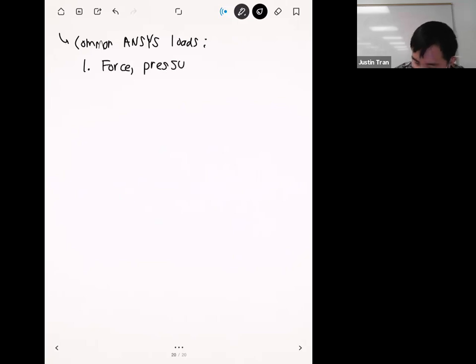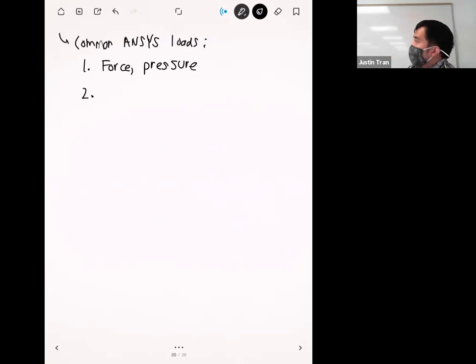Right. So these are the most basic load type boundary conditions that we can apply. But you've probably seen when you go to apply these boundary conditions that there are a lot of other types there as well. All of those other types are spin-offs of a force or a pressure. They're just more specialized for certain situations.